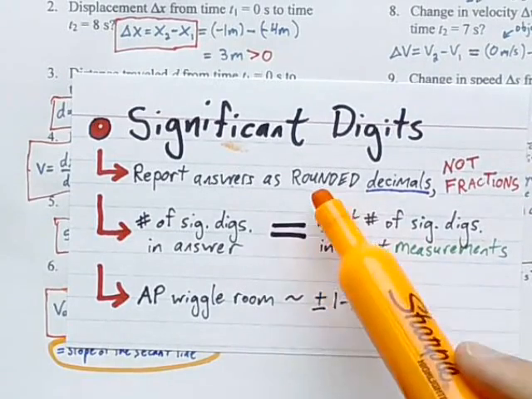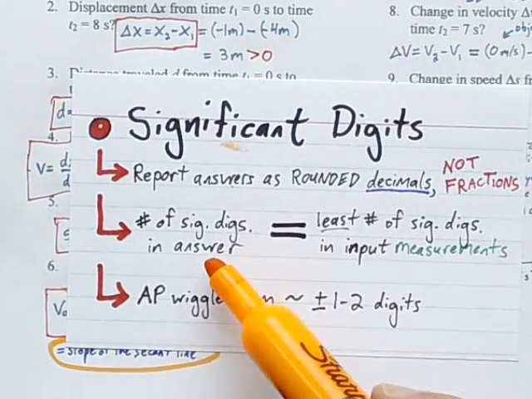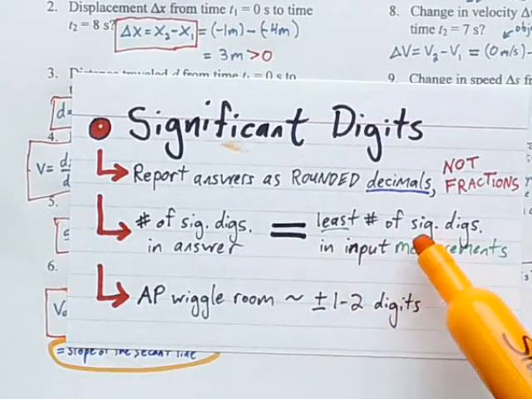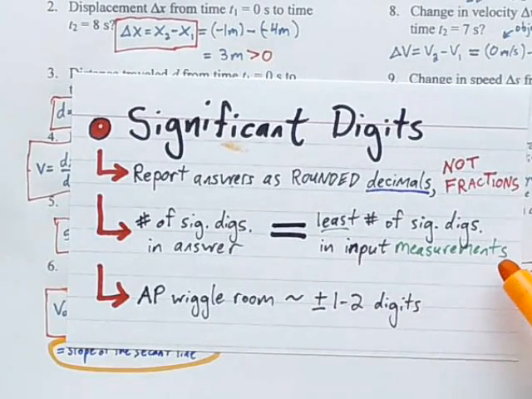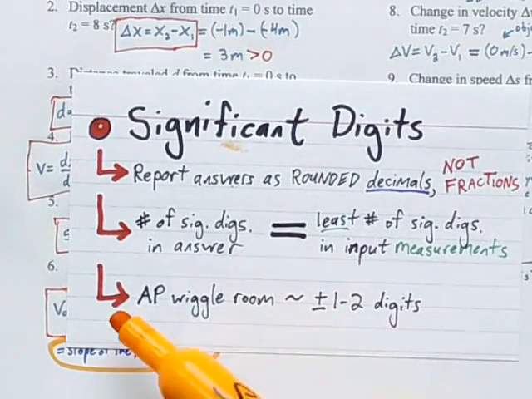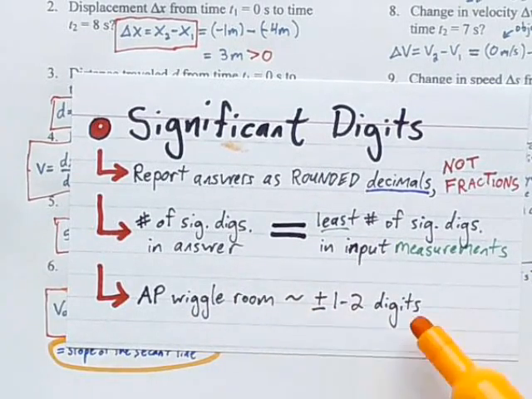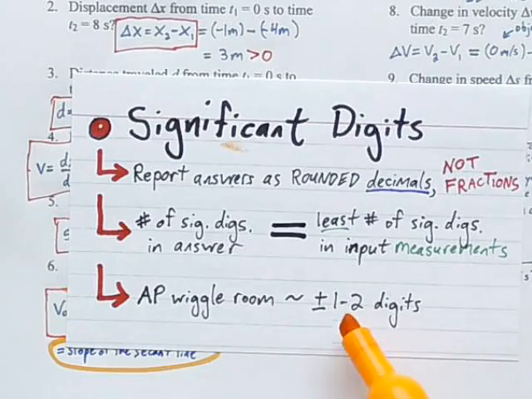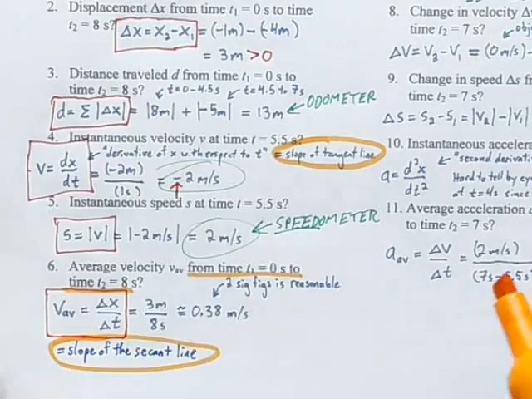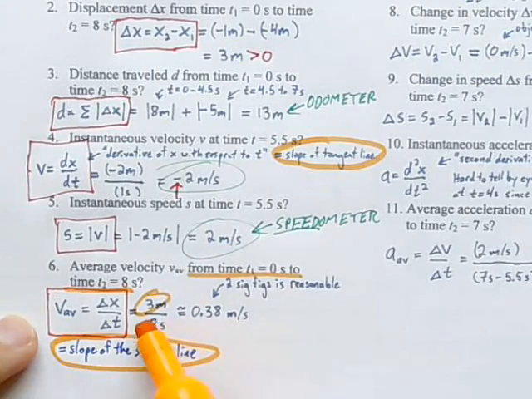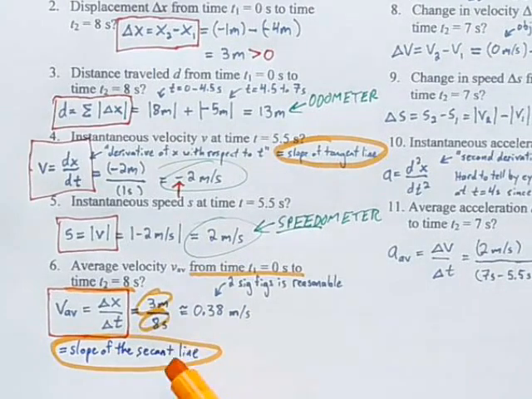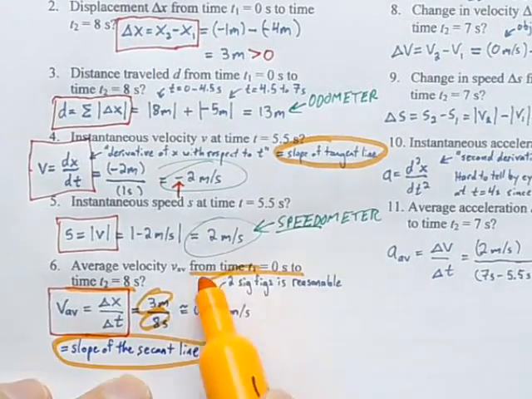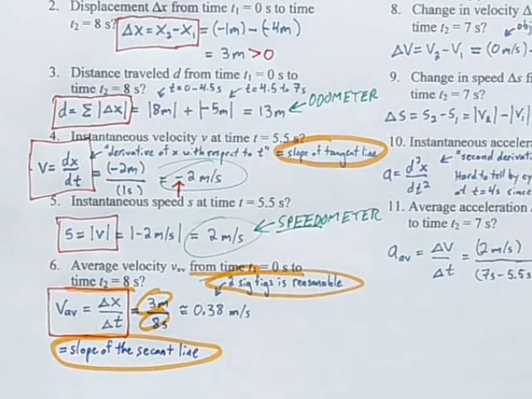And so how much do you round it off? The number of significant digits in your answer should be equal to the least number of significant digits in the input measurements. On the AP exam, they give you a little bit of wiggle room in how many significant digits to use. Usually if you're within 1 or 2 of the correct number of digits, you're okay. So in this case, we have 3 meters, that's 1 significant figure, 8 seconds, that's 1 significant figure. So your answer should have 1 significant digit, but you're allowed some wiggle room there. 2 significant digits would be reasonable. 4 or more would be unreasonable.